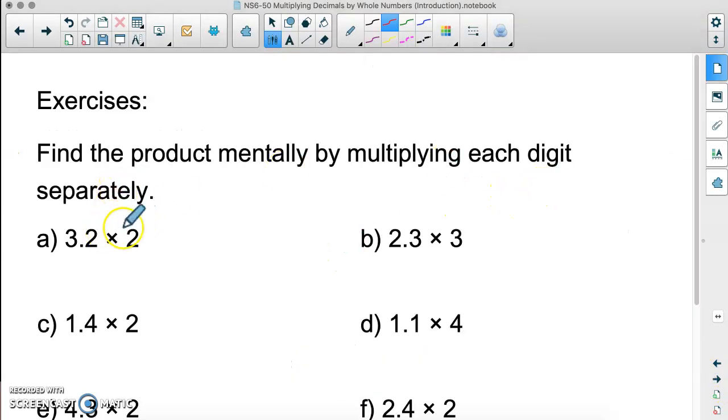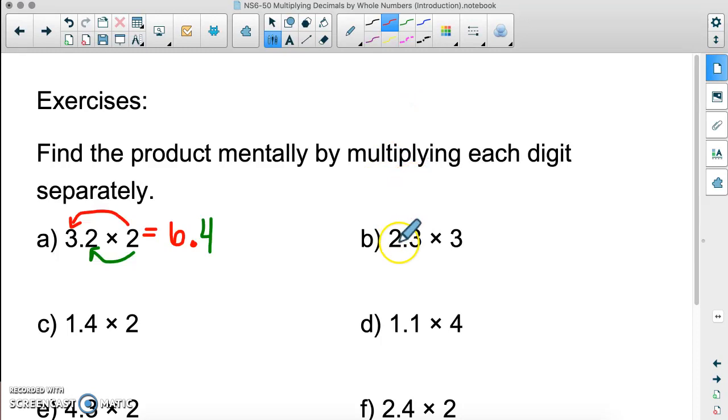We have 3.2 times 2. How am I going to do this? Well, I need to multiply the 1's digit by 2. So 2 times 3 is 6. Put my decimal in. Now I need to multiply 2 by 2. So it's decimal 4. So 3.2 times 2 is equal to 6.4.